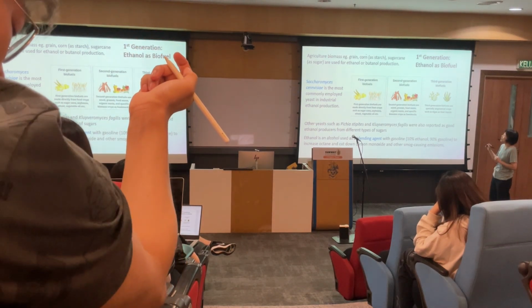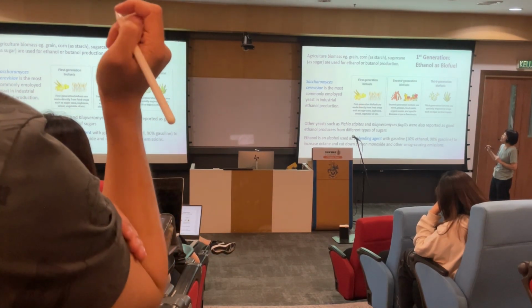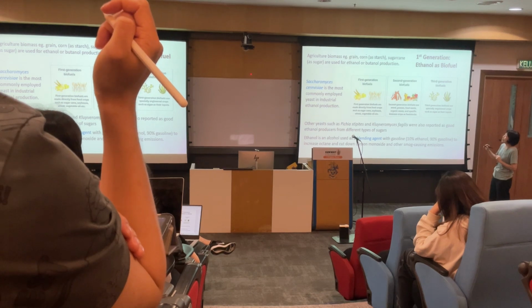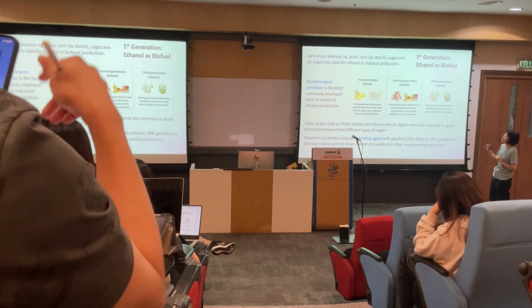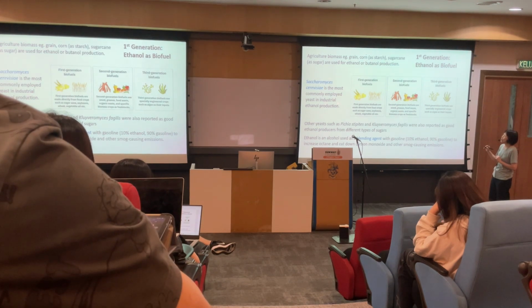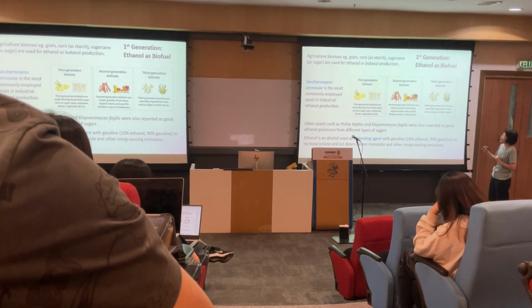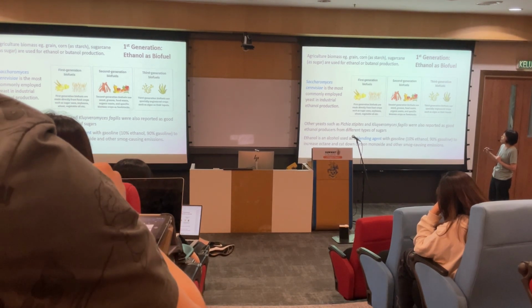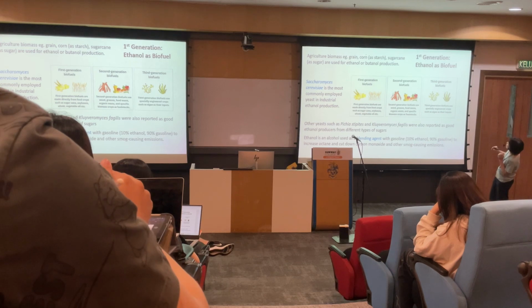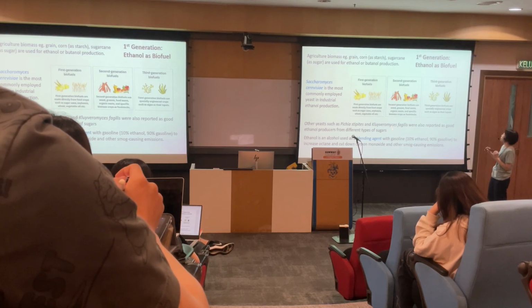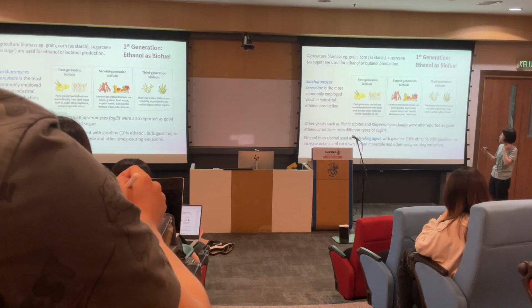Therefore, this kind of feedstock has been used, and very popular at the time was Saccharomyces cerevisiae, which is the yeast, to make ethanol out of this agricultural biomass. Of course, another type of yeast, Pichia or Zymomonas, can also be used as a microbe to make the ethanol.